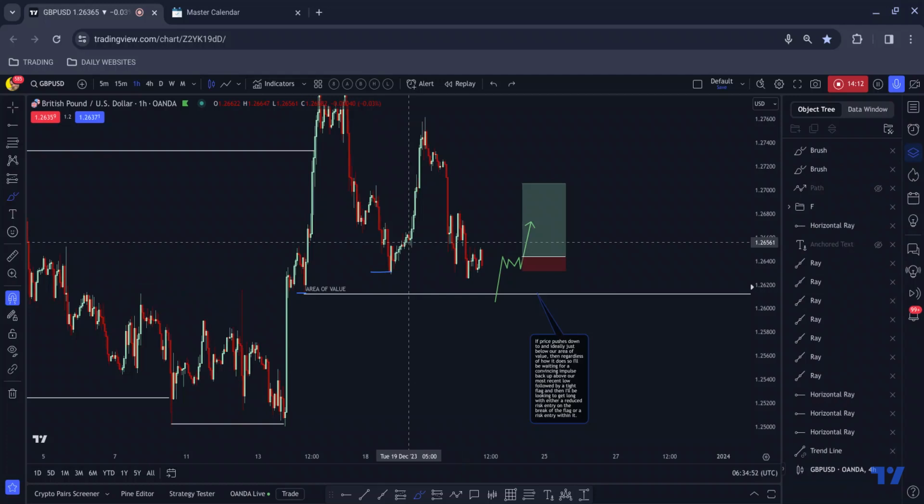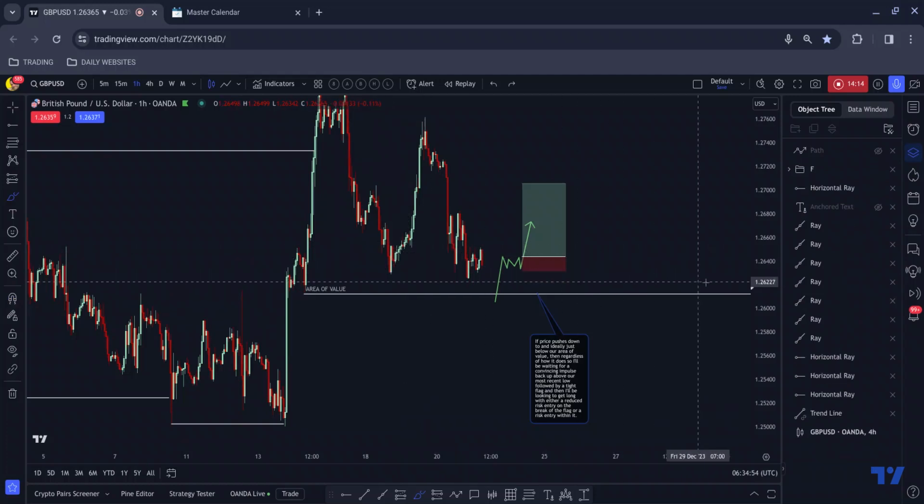So I've therefore got my alert set just above this area of value to see if we can tap into it. You can see price seems to be trying to find its way down to that area. If that alert does not trigger, then I will not be looking to place a trade on this pair today.